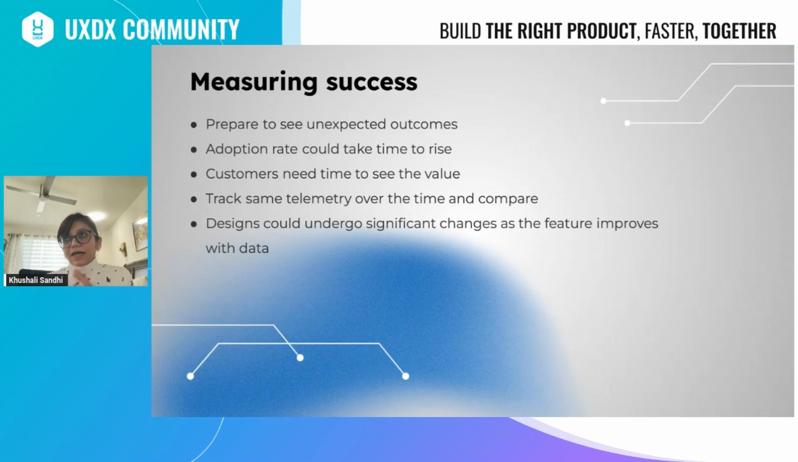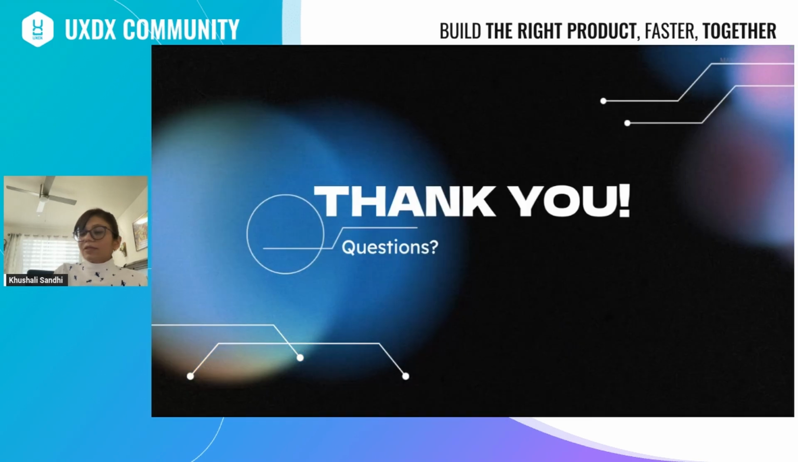The adoption rate: as compared to what we have been working on, we could be expecting a certain adoption rate, but in the case of AI, it could be really unexpected, and we might need some time because the AI itself takes time in learning and in showing accurate results, right? So it could take time to see the adoption rate as per our expectation. The customers themselves will need time to get confidence in the product. So I would say track the same telemetry over time and then compare: are we doing good? So that's my tip on that. And then based on that, our designs would need to be iterated as the product gets better. So I think that was mostly about measuring success.